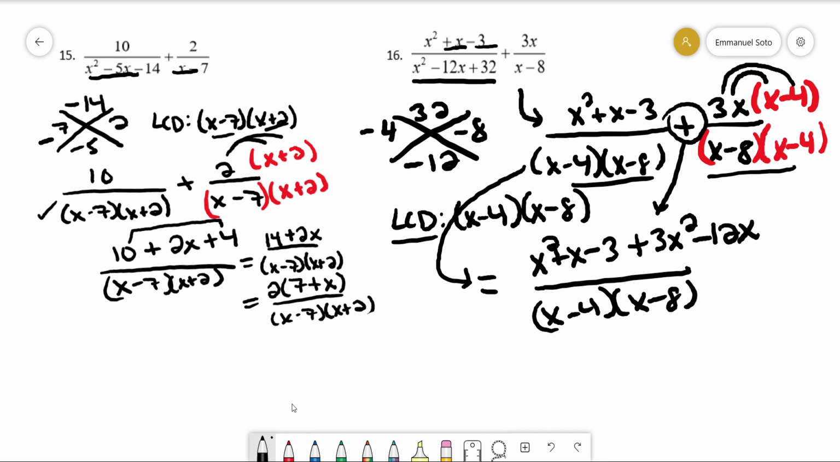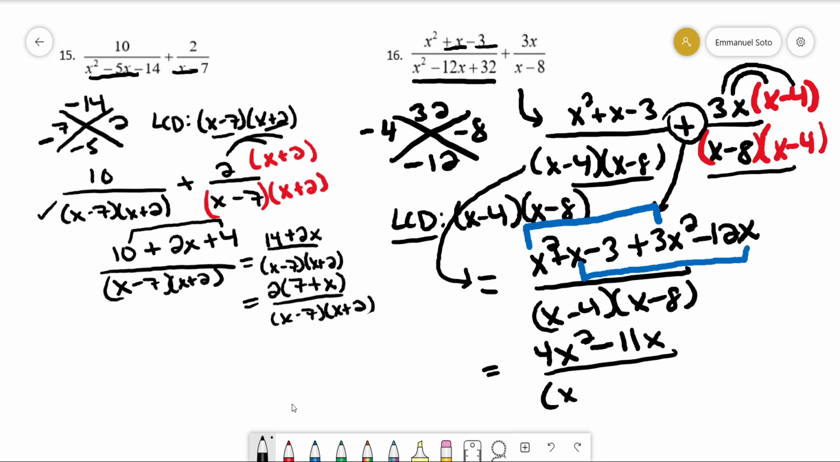Combine your like terms, so let me use a different color here. So we got our x squared terms there, and we got our x terms there that we can combine. X squared plus 3x squared, 4x squared. X minus 12x is negative 11x. Over our denominators. And oops, I forgot the minus 3 here. So we got minus 3.